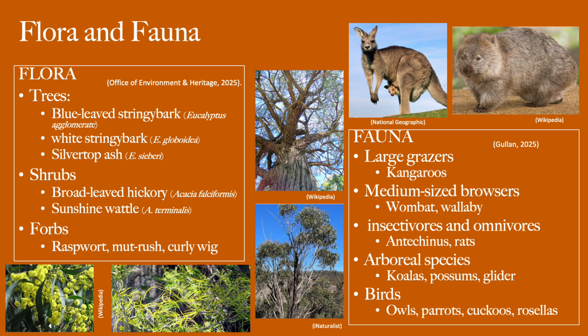For animal species, there are large grazers like kangaroos, medium-sized browsers like wombats, this photo in the top right corner, and wallabies and arboreal species like koalas and possums. There are also many bird species, including owls, parrots, and rosellas.